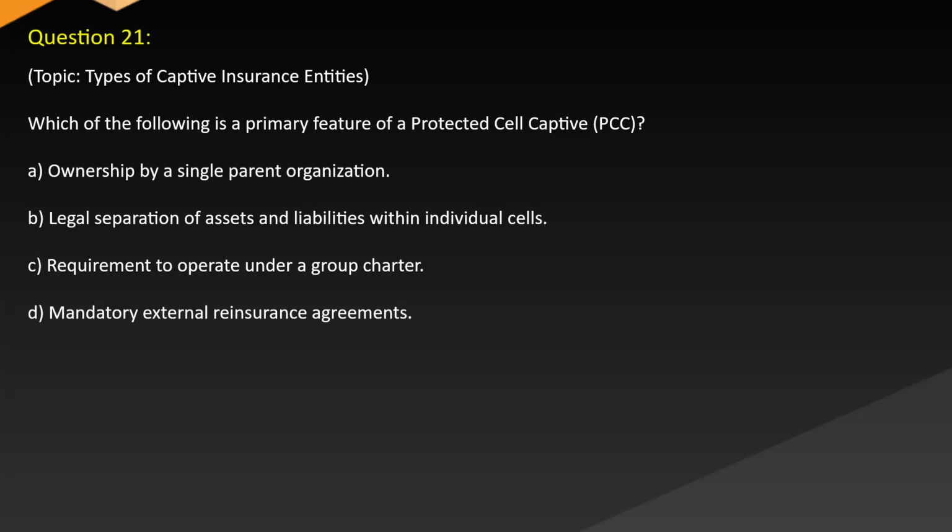Question 21. Topic: Types of captive insurance entities. Which of the following is a primary feature of a protected cell captive, PCC? A. Ownership by a single parent organization. B. Legal separation of assets and liabilities within individual cells. C. Requirement to operate under a group charter. D. Mandatory external reinsurance agreements.